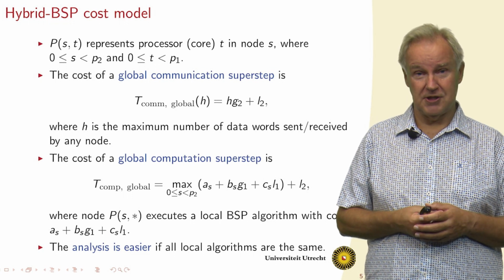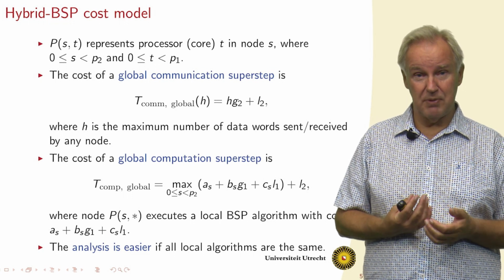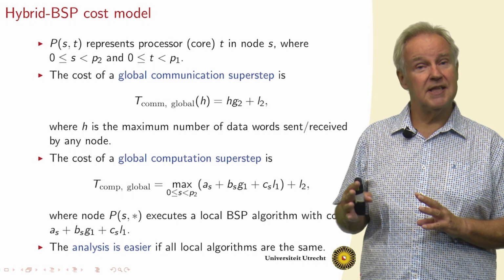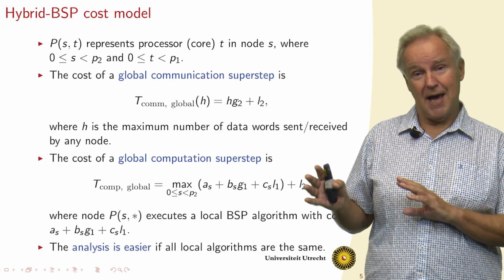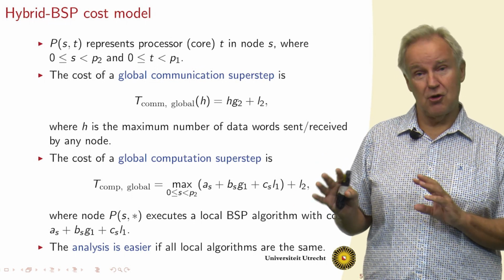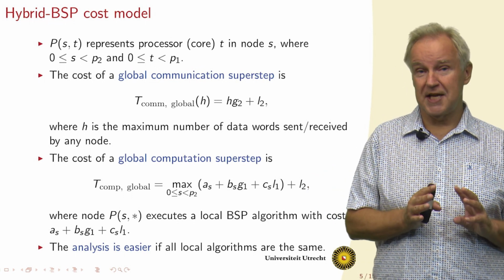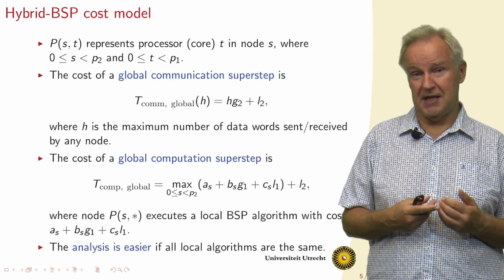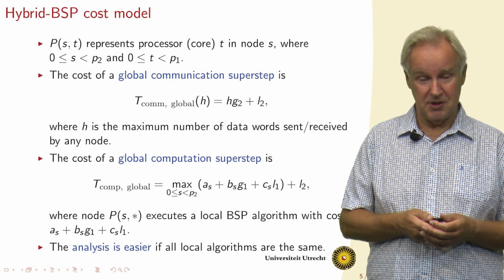So that's the cost. You see, it becomes already more complicated, and it may be easier if it happens to be that all processors, all nodes, run the same internal BSP algorithm. Then the analysis becomes somewhat simpler.